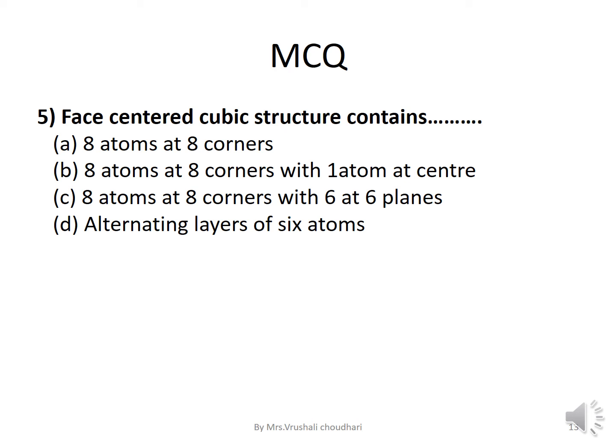Face centered cubic structure contains: 8 atoms at the 8 corners, 8 atoms at the 8 corners with 1 atom at the center, 8 atoms at the 8 corners with 6 at the 6 planes, or alternating layers of 6 atoms. Do you remember the simple cubic structure? Yes, it has 6 faces. In the face centered cubic structure, each of the 6 faces has one atom additionally. The simple cubic structure has 8 corners. So the answer is 8 atoms at 8 corners with 6 at all the face planes.